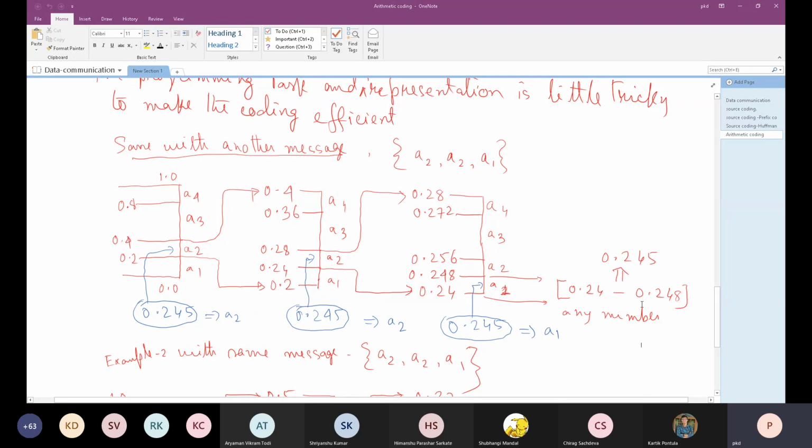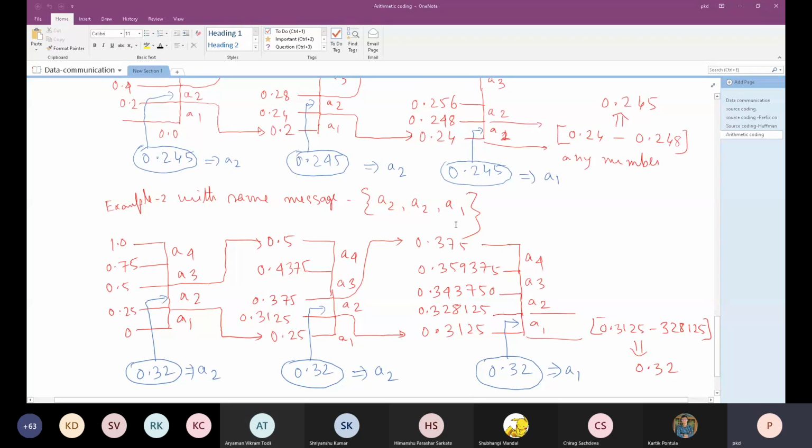This is the A1 interval in stage 3. From there, any value we can pick. Suppose we pick 0.245. In the decoder, 0.245 is here A2, 0.245 is here A2, 0.245 is here A1. That way A2, A2, A1 can be deciphered.